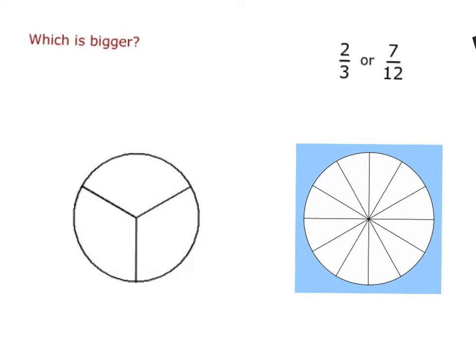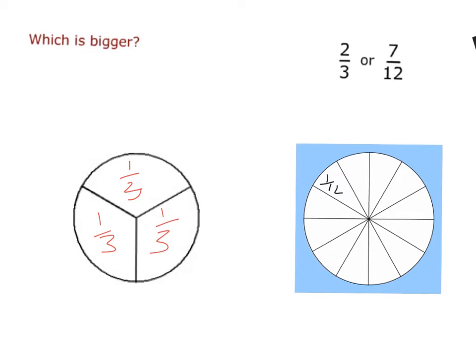If I had here a circle, and my first circle I have divided evenly into 3 equal parts, so I've divided it equally into thirds. Each of these represents 1/3, 1/3 and 1/3. And then over here I've given myself a circle that's been divided evenly into 12 segments, 6 either side, and exact same circle, but each one of these segments represents 1/12.